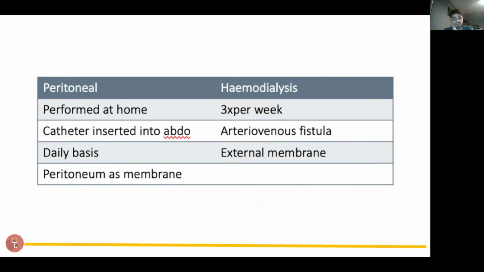With hemodialysis, you go to hospital three times a week. Long-term requires an arteriovenous fistula, although if it's an acute scenario, then you can insert lines and get around that elsewhere. Arteriovenous fistula requires a surgery as well, okay? And it uses an external membrane for gas exchange or for exchange of waste products.